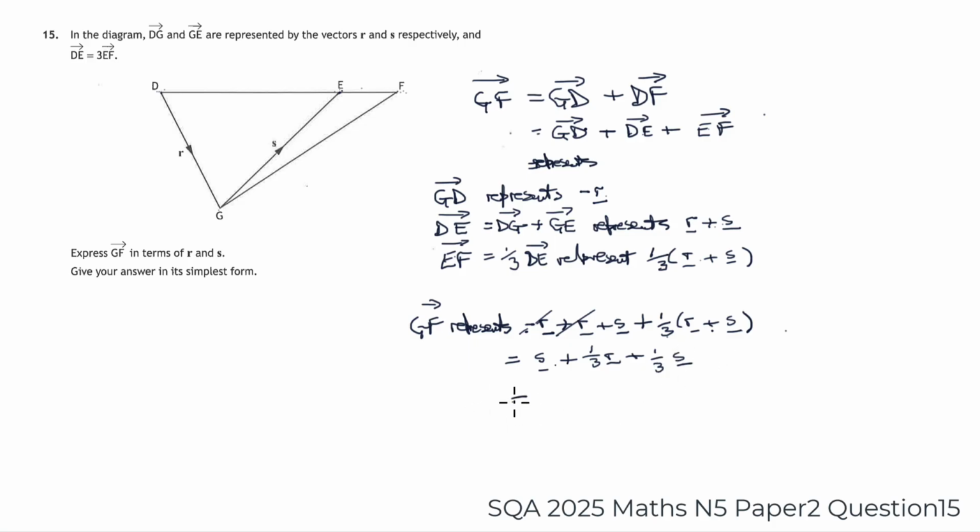So the final move is to say, well, what's S plus 1/3 of S? Well, the whole of S is 3/3 of S plus another 1/3 of S. That would be 4/3 of S. We've got 1 plus 1/3. That's 4/3. So it's 4/3 of S plus 1/3 R. And that's what the journey G to F represents in terms of the vectors S and R.